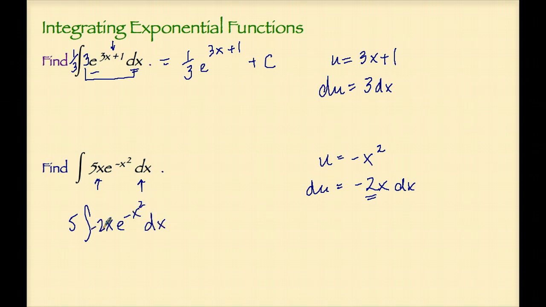I'll insert the negative 2 and of course divide the 5 that's already out there by negative 2 to compensate for adding that negative 2 to the integrand. Now this is e to the u, and with negative 2x and dx, we have the complete du in the integrand. So this will be negative 5/2 e to the negative x squared plus c.